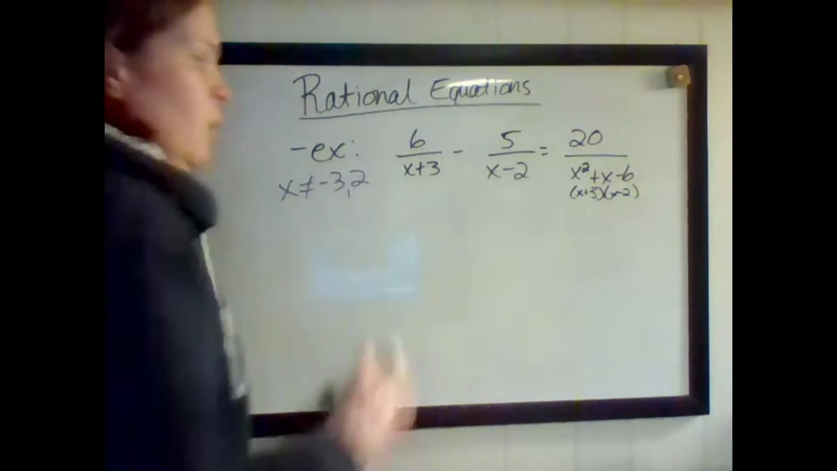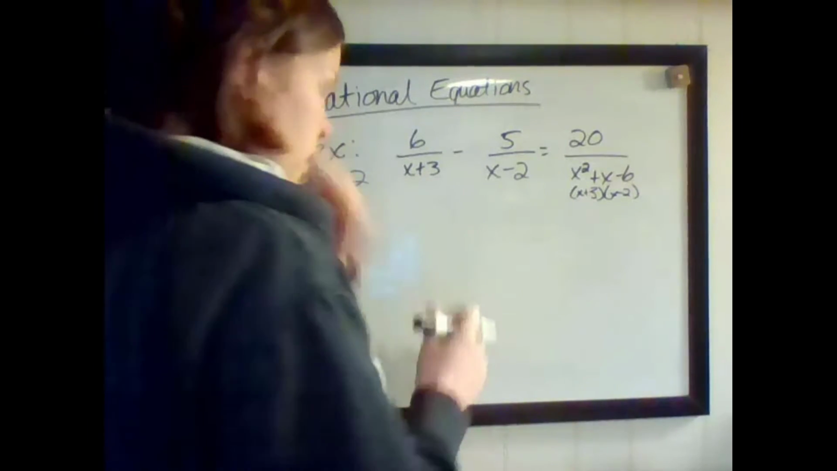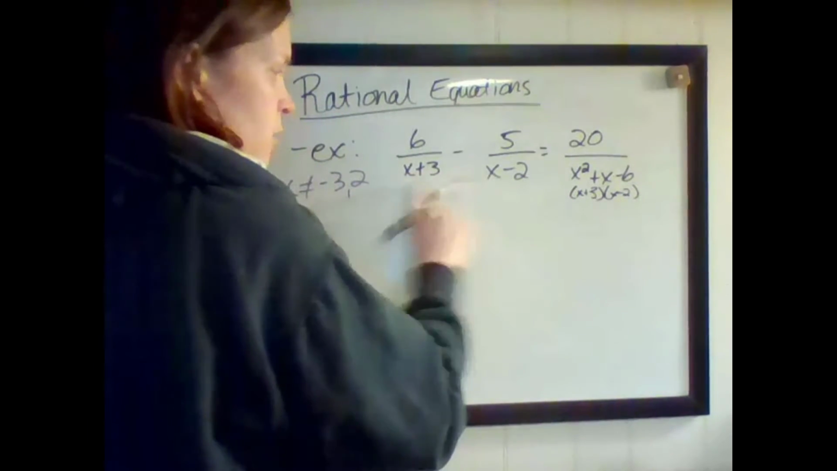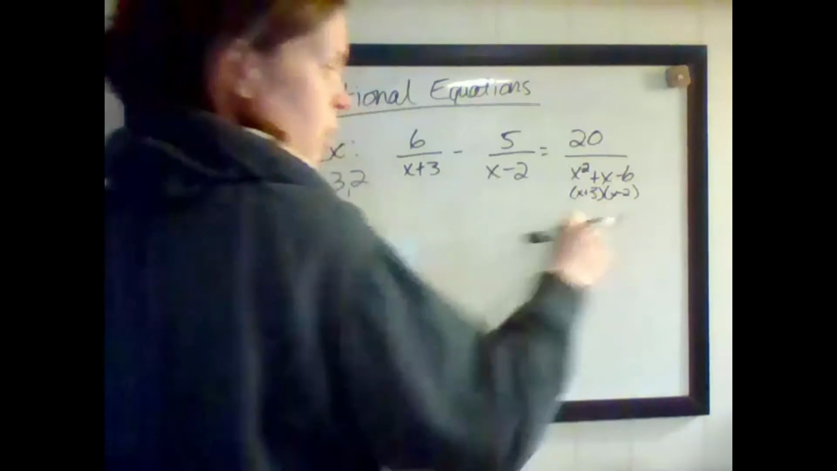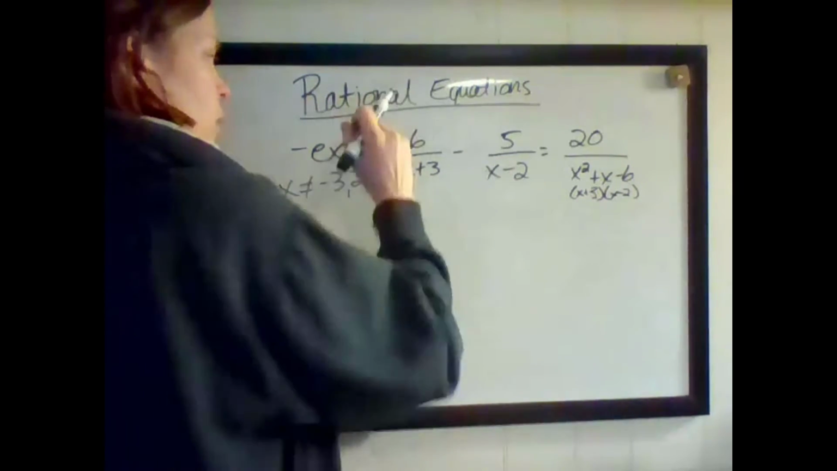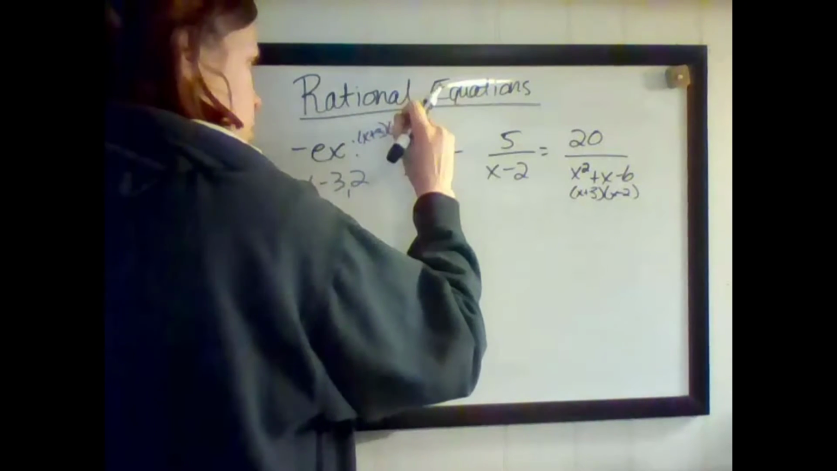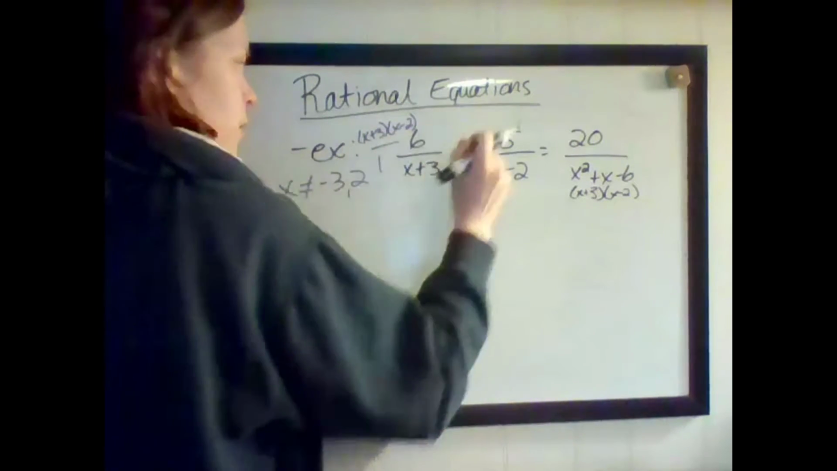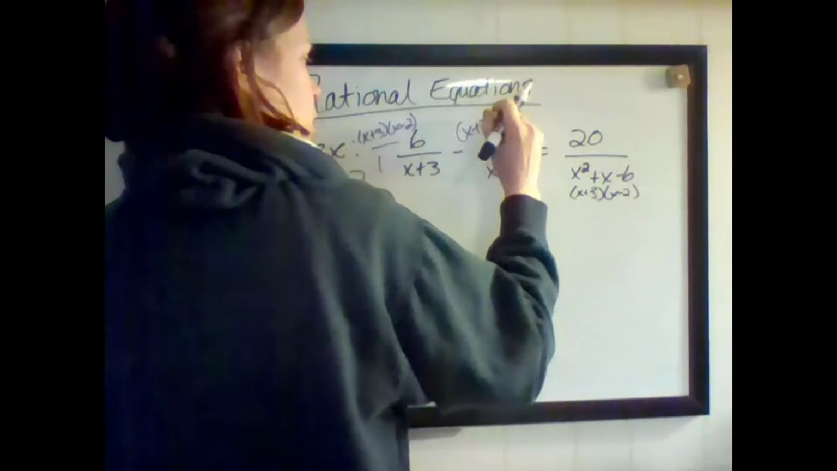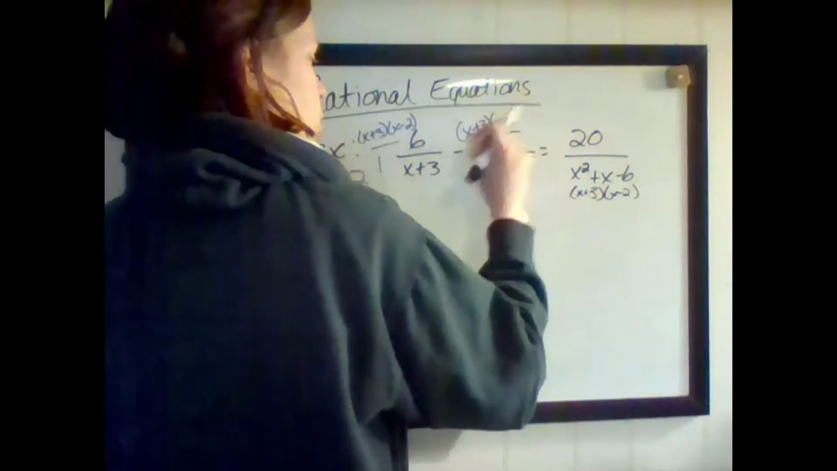Okay, so now, least common denominator. Okay, I've got an x plus 3, I've got an x minus 2, and then they're both here. So that's my least common denominator. An x plus 3, x minus 2, over 1. X plus 3, x minus 2 over 1.